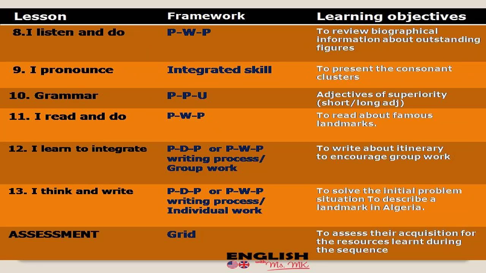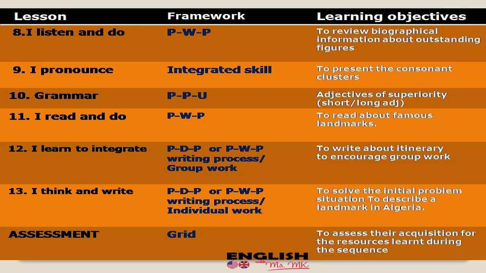Here it's just to review biographical information about outstanding figures, just to review because they have already dealt with this last year. Then we have I pronounce. We teach it as an integrated skill. It means we integrate it in a lesson. Consonant clusters. Then we have grammar. This lesson was added: adjectives of superiority.